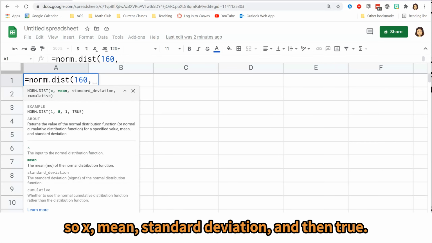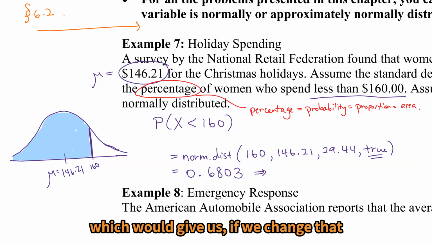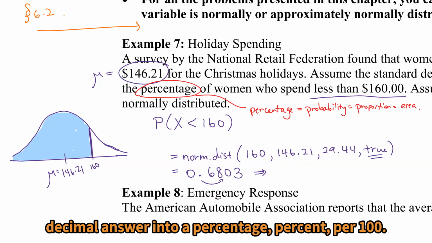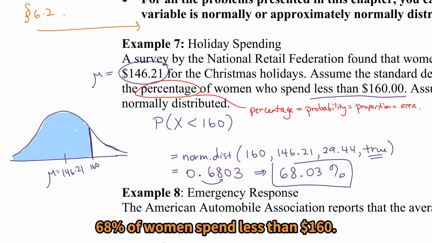So x, mean, comma, standard deviation, comma, and then true. And if we hit enter, we get 0.6803, which, if we change that decimal answer into a percentage, per 100, I get 68.03%. 68% of women spend less than $160.